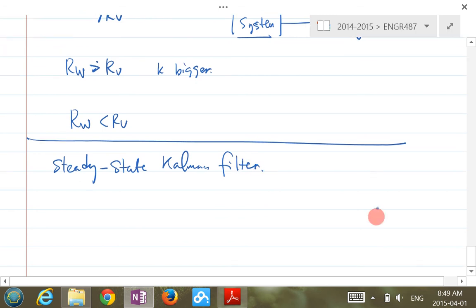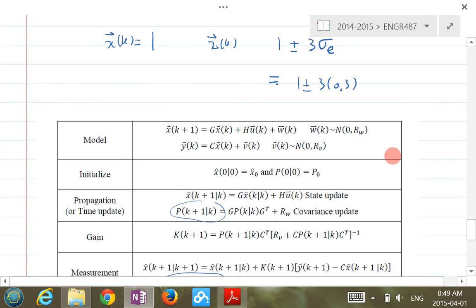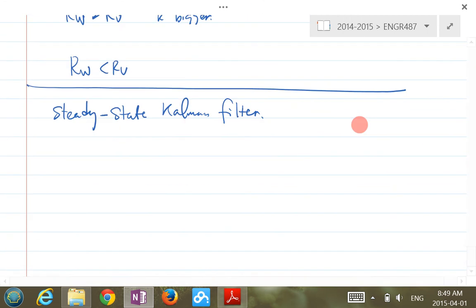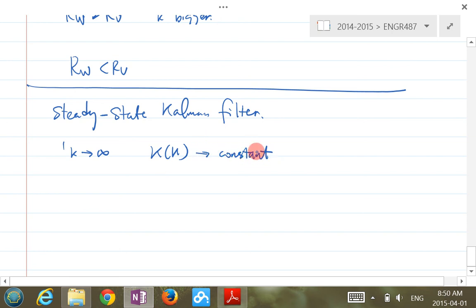What this one does is, if you look at this current type of Kalman filter, you do iterations, right? Steady state basically means when your k goes to infinity, then you will end up at the steady state Kalman filter. So if this small k goes to infinity, then the Kalman filter gain K will become a constant.